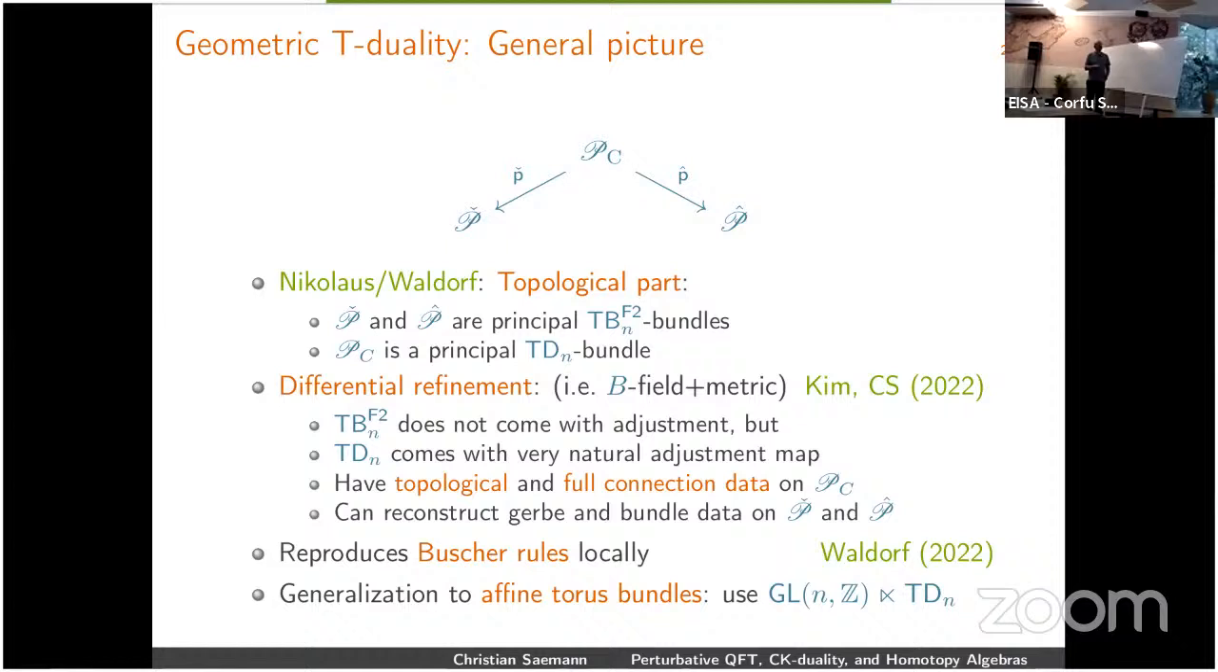However, TDN comes with an incredibly natural adjustment map, right? In the definition of TDN, there is exactly the information that you need to extend it. And then you have higher connections here, and you can show that the higher connections and the higher gerbes that you want can be reconstructed in a very, very precise way from PC, right? So in this way, we have enriched this picture to a differentially refined picture, and we can do non-trivial T-duality.